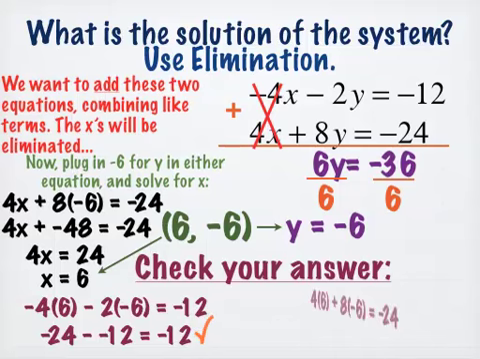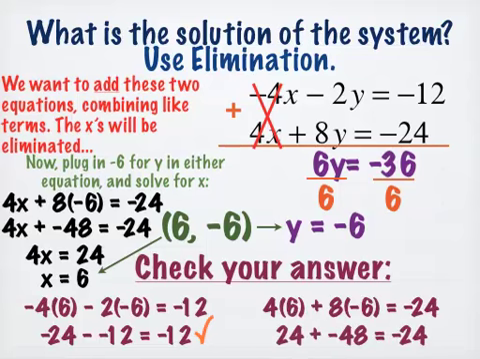Check for the second equation, and you have 4 times 6 plus 8 times negative 6 equals negative 24. 4 times 6 is 24. 8 times negative 6 is negative 48. 24 plus negative 48 is negative 24. That is true. So I have checked that the ordered pair 6, negative 6 is the solution to this system.